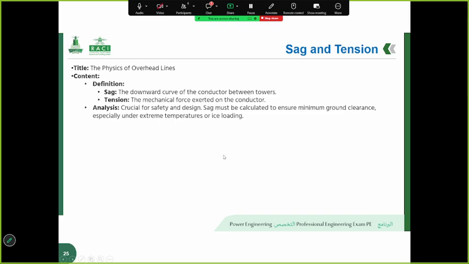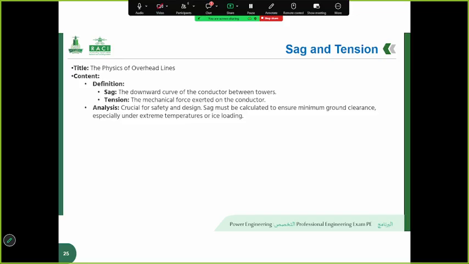Okay, this slide focuses on two critical mechanical properties of overhead transmission lines: sag and tension. These properties are fundamental to the design, construction, and safe operation of the power grid, ensuring the physical integrity of the line and public safety. Sag is the vertical distance between the highest point of the transmission line conductor at the support towers and its lowest point in the span. It represents the downward curve of the conductor due to its own weight.